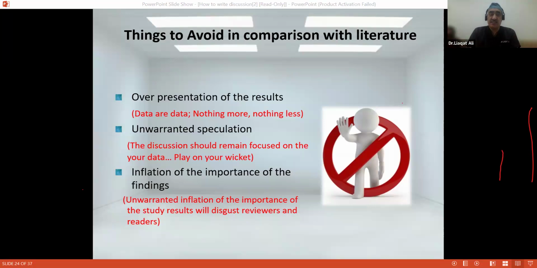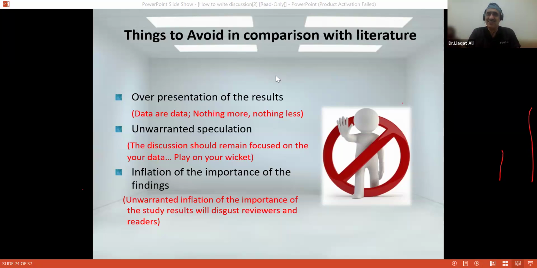Number 2, the discussion should remain focused on your data, playing on your own wicket. आप अपनी विकेट पे खेलें, आप दूसरे की विकेट पे ना खेलें. दूसरे की विकेट ये है कि आप यहाँ किसी और की फाइंडिंग को लेना शुरू कर दें जो आपकी ऑब्जेक्टिव्स में था, ना मेथड्स में था, ना इंट्रोडक्शन में था. And inflation of importance of the findings, this also avoid.